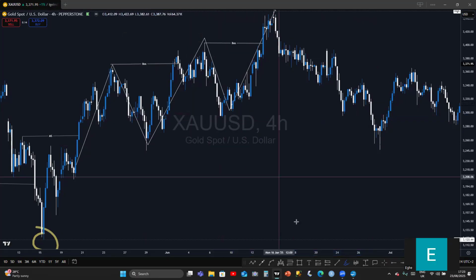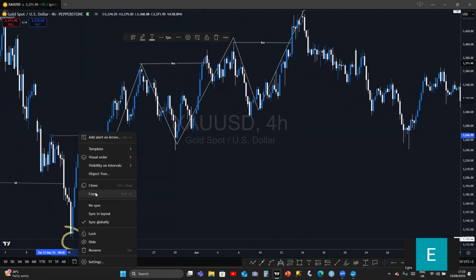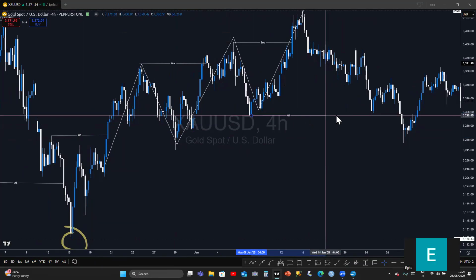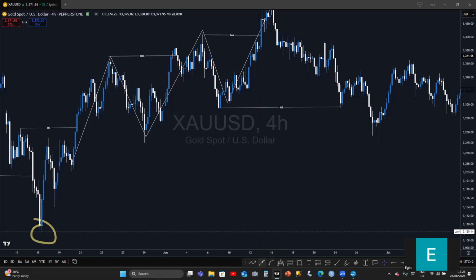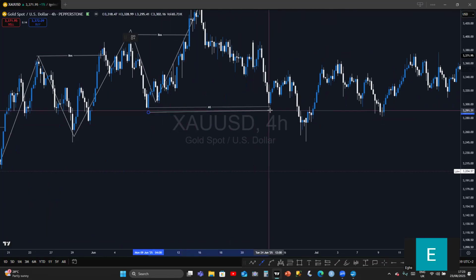Now, violating it simply means what? How will you now label this point, this level? This is a change in market structure. Okay, market shift. Market shift, or change of character. Okay. Market shift, or you say change of character.